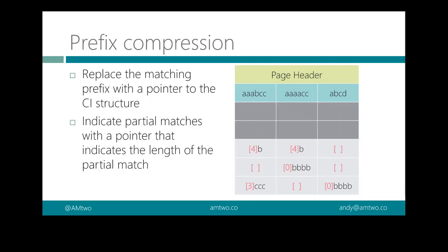Then it puts a pointer down at the bottom that says, okay, I can replace the first 4 letters of this with the first 4 letters of that prefix. So 4B is a partial match. That means that AAAB, I take that, put it back together, and I can piece back the original values.